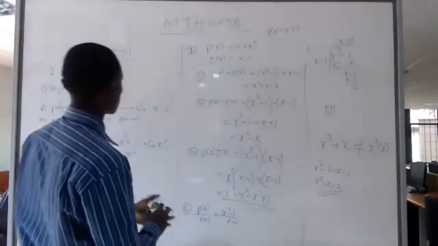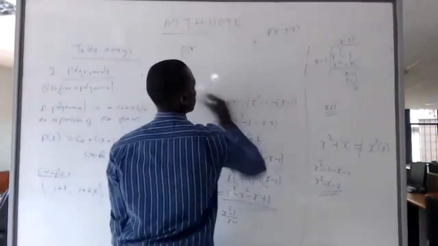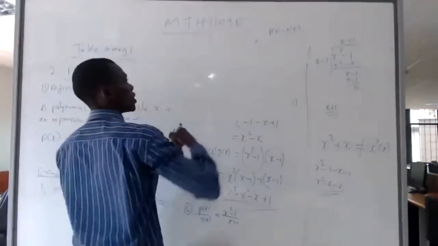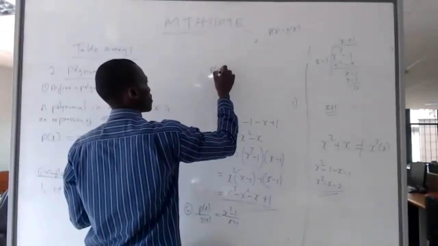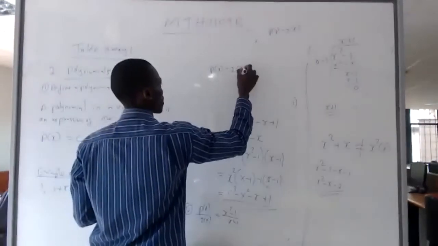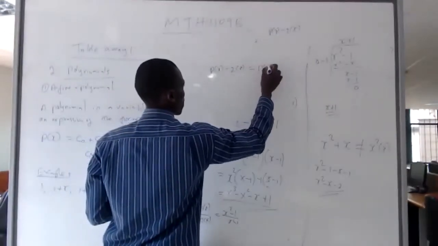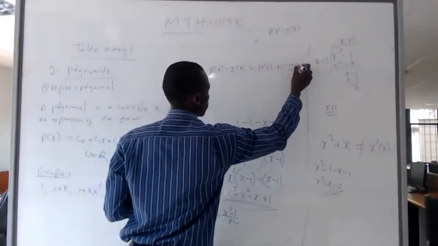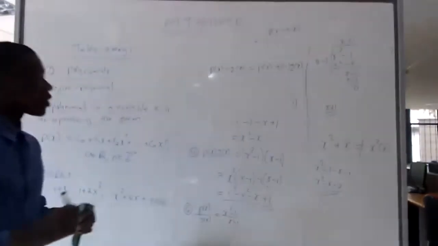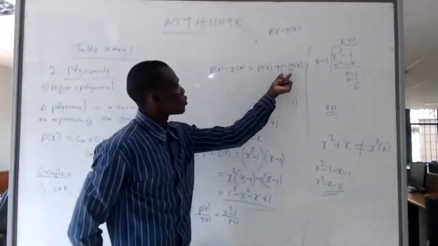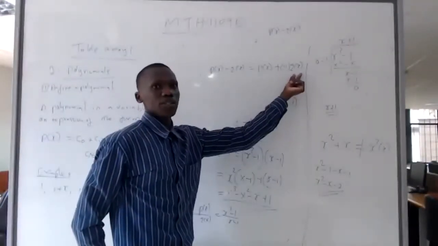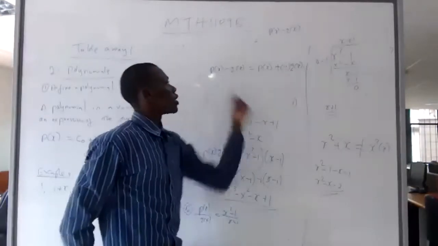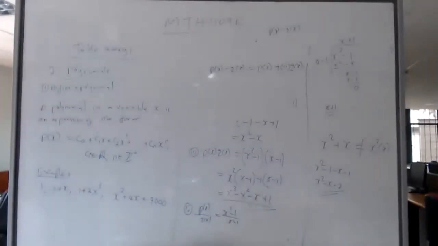Remember, you can write p of x minus q of x as p of x plus -1 times q of x. So this -1 is supposed to multiply every term in q. Then you can do your addition. Fair enough. Any more questions?